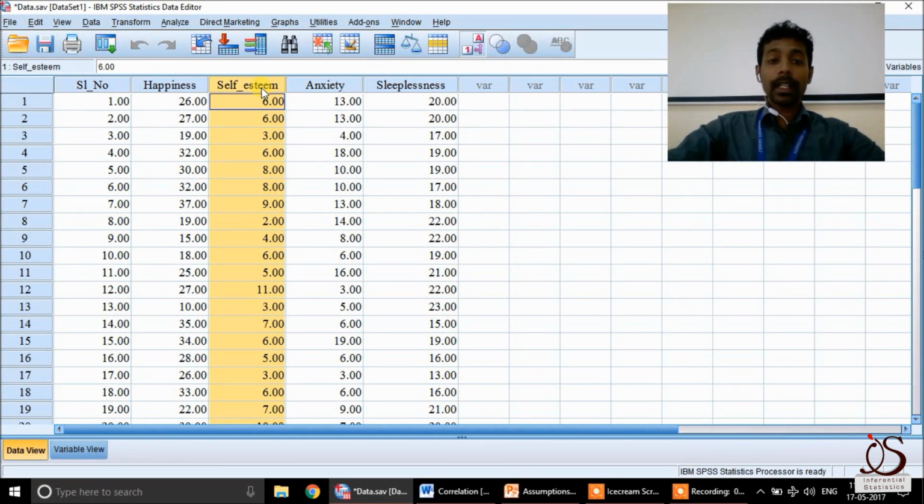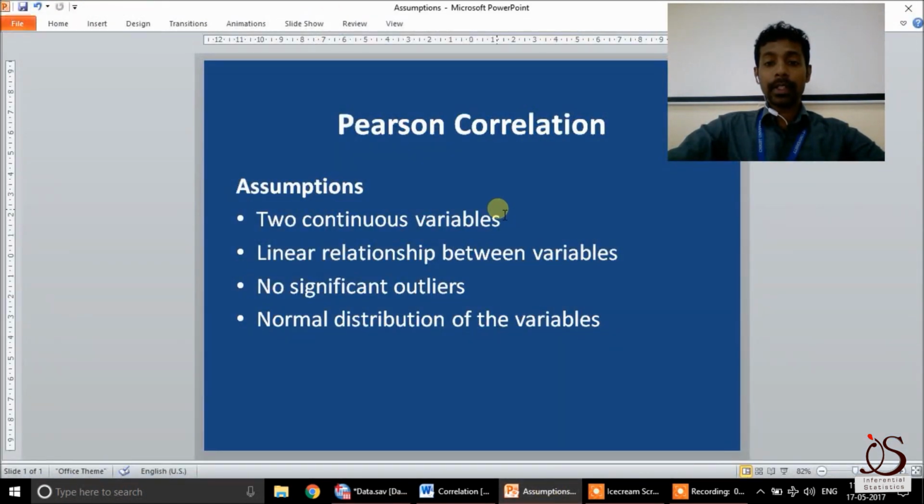Now, what are the assumptions that have to be met before we do Karl Pearson product moment correlation coefficient? Let's look at the assumptions first. The assumptions are two continuous variables, that means data has to be continuous. So we have happiness and self-esteem. Both are equal interval data since they are measured by a scale. And so that assumption is met.